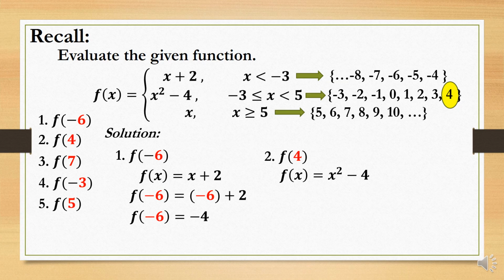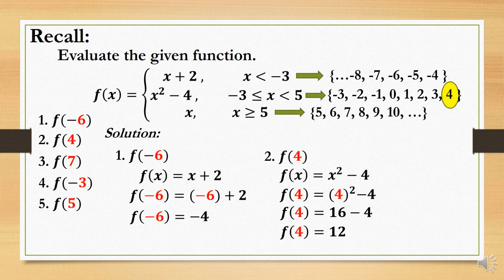So just substitute the value of x, which is 4, is equal to 4 squared minus 4. Then 4 squared, that is 16, minus 4, and f of 4 is equal to 12. Now, how about f of 7?